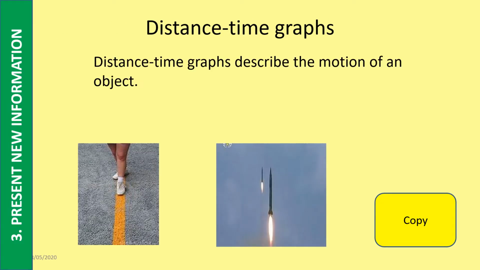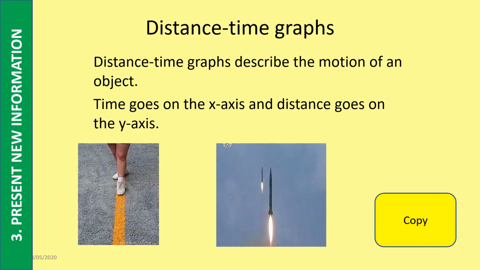If an object travels in a straight line, we can show its motion on a distance time graph. On the graph, on the x-axis across the bottom, we always show time, and on the vertical y-axis, we show the distance.